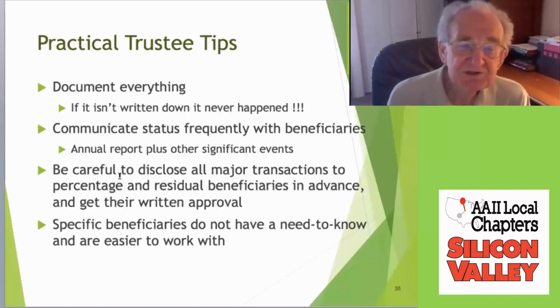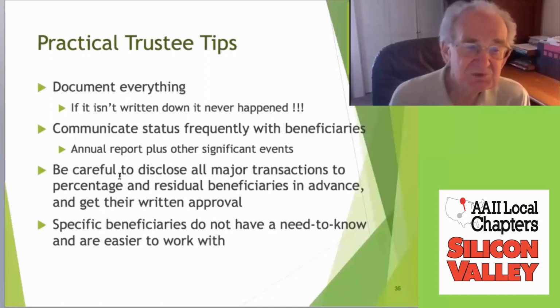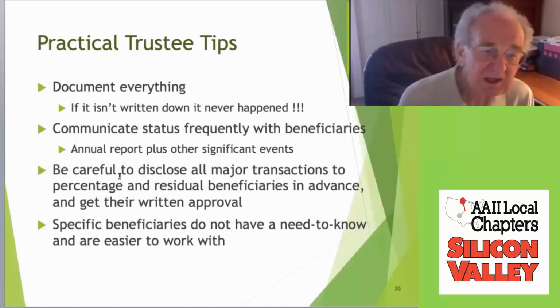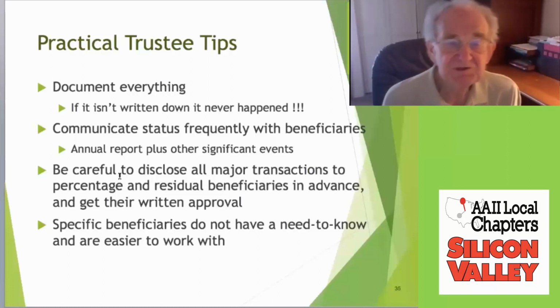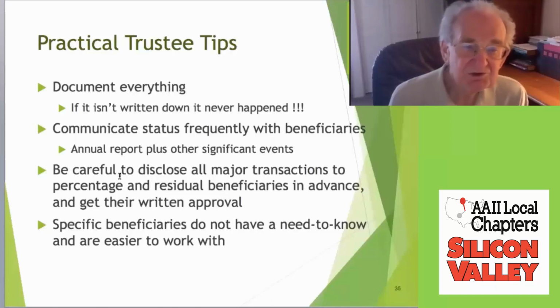Be careful to disclose all major transactions to the percentage and residual beneficiaries. Remember, we talked about this way at the beginning. You need to get their written approval on stuff that affects them. And this can be a huge thing, if you get blindsided by it.